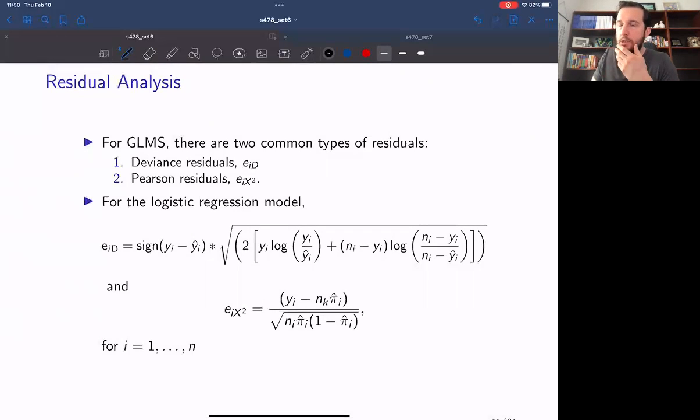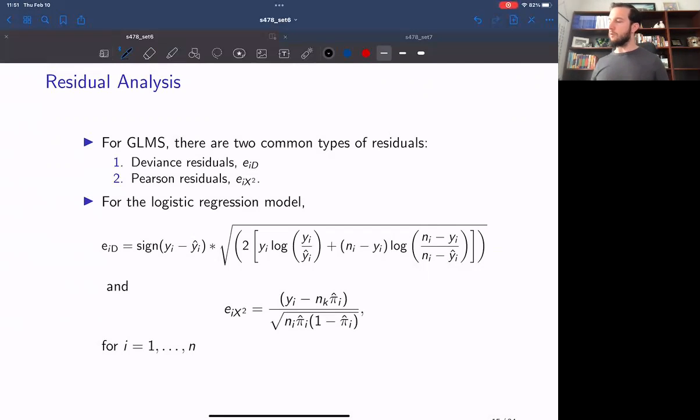Now, with GLMs, we can compute residuals as well. The two common types of residuals used when fitting generalized linear models are the deviance residual and the Pearson residual. Both of these terms are basically just the components that make up the deviance calculation and the Pearson chi-square calculation that we looked at earlier on.